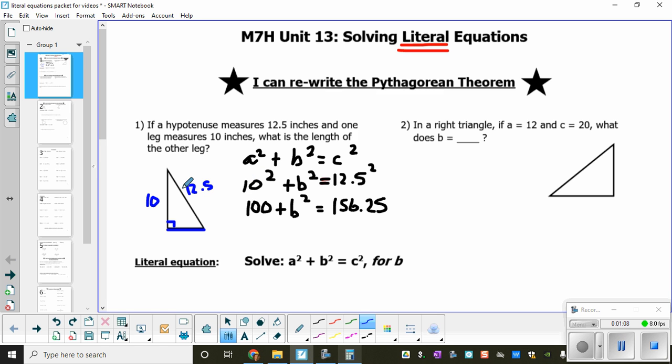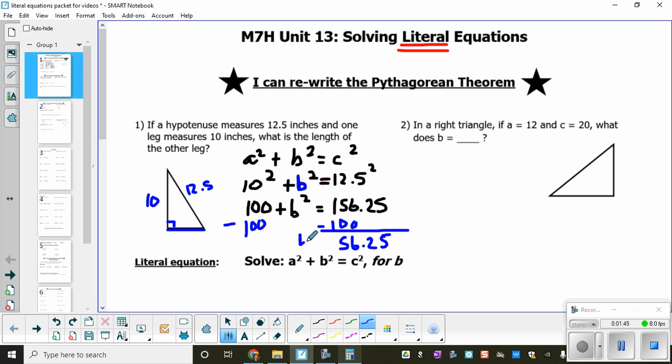So I've got that. We have 10 squared here. We know the hypotenuse is over here, that's C squared. And what we're trying to find right here is the missing side length B. So we have 10 squared plus our unknown side squared equals 12.5 squared. Now the 10 squared is 100, and 12.5 times 12.5 is 156.25. Now to solve for a missing leg, we basically take the hypotenuse squared and subtract what the other leg squared is. So I'm going to subtract right here, and I'm going to have 56.25 left on this side. So B squared is 56.25.